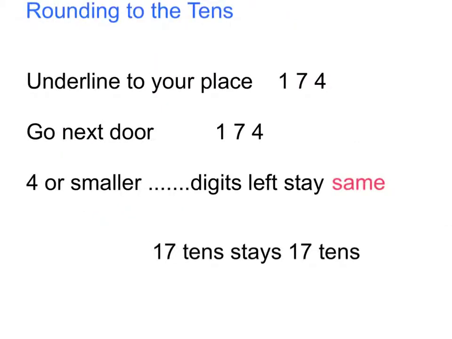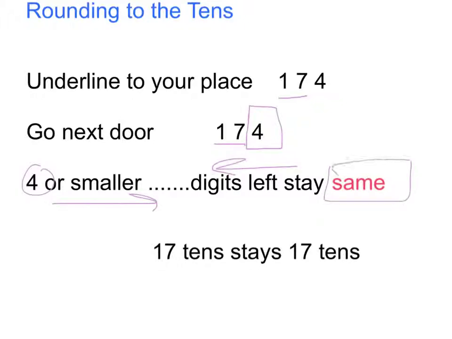We can round to the nearest 10 even when we're working with numbers in the hundreds. Let's look at the number 174. We're going to underline to the tens place, which means we underline the 1 and the 7. We put a box next door. We look at the number in the box, and it is a 4 or smaller, which means that the numbers to the left of that number stay the same. So 17 tens stay 17 tens.